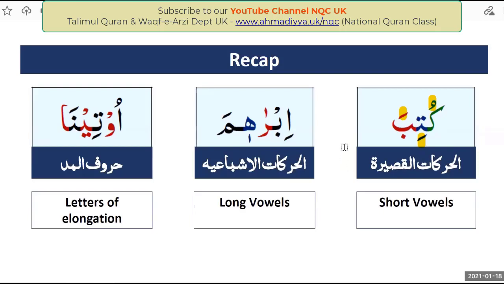So I would just remind everyone that we learned about 3 short strokes, which is fatha, kasra, and dhamma. And the rule is to prolong it for no more than 1 second. And for long vowels and letters of elongation, we should not prolong it for more than 2 seconds. It shouldn't be shorter or longer than 2 seconds.